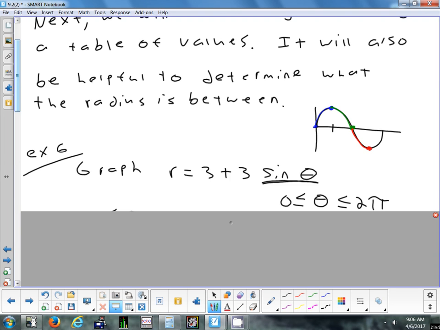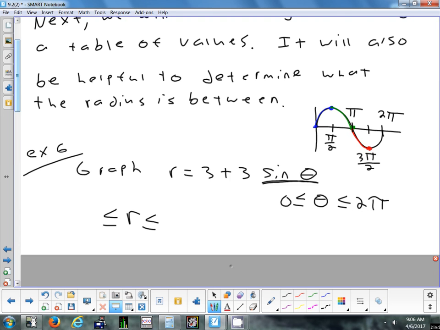90. Or if you're thinking about it in radians, pi over 2. How about the second section? 180. Or pi. The third section? It ends at 270. And the fourth section, we're at 360. Right? So we're going to think about what happens in the blue, the green, the red, and the black section. Okay? Just by looking at that picture.